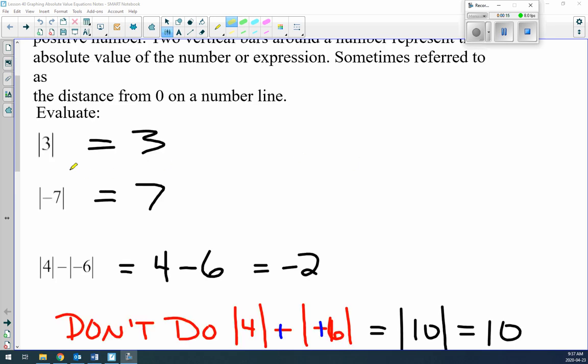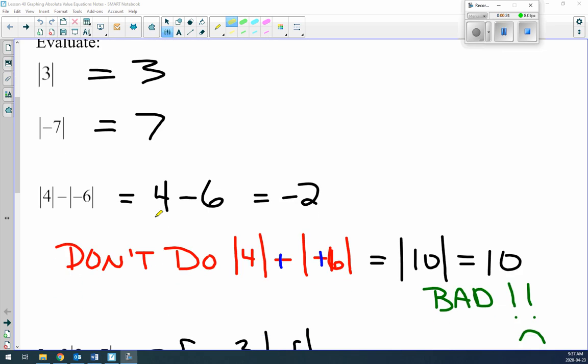So for instance, if I say, what is the absolute value of 3? How far is 3 from 0? It is 3. Absolute value of negative 7. How far is negative 7 from 0? Well, it's 7. So it's positive.